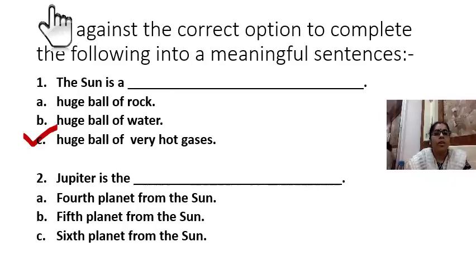Now, the next question, Jupiter is the dash. Fourth planet from the sun, fifth planet from the sun, sixth planet from the sun. Children, you have to name the planets. Mercury, Venus, Earth, Mars, Jupiter. So Jupiter is the fifth planet. So which is the correct answer? Fifth planet from the sun. B option is the correct answer. So you have to click on B option.